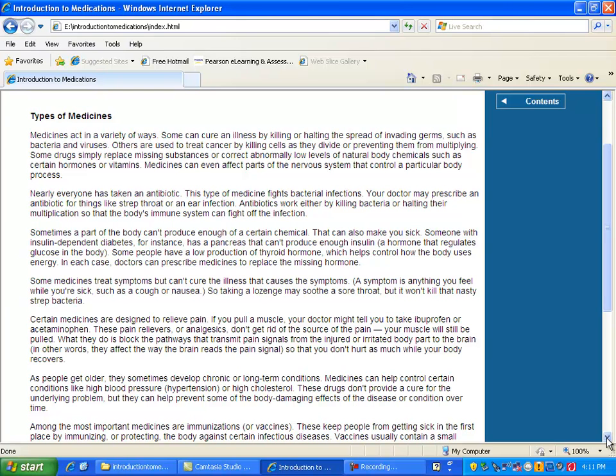Some medications treat symptoms but can't cure the illness that causes the symptoms. A symptom is defined as anything you feel while you are sick, such as a cough or nausea. So taking a lozenge may soothe the sore throat, but it won't kill that nasty strep bacteria.